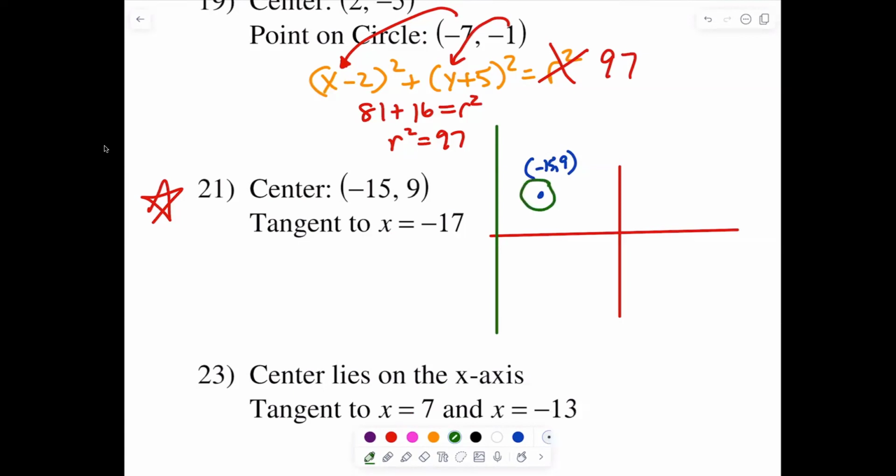Watch, guys. I'm going to draw the circle. I'm going to make it tangent. Boom, there it is. So from here to here is how many units? 2. You can't know it unless you draw it out. No one looks at that and says, oh, obviously it's 2. You put a center, you draw x equals -17, and you count to x equals -17. And that was 2. So my equation is x plus 15 squared plus y minus 9 squared equals 4. Anybody got a problem with that?